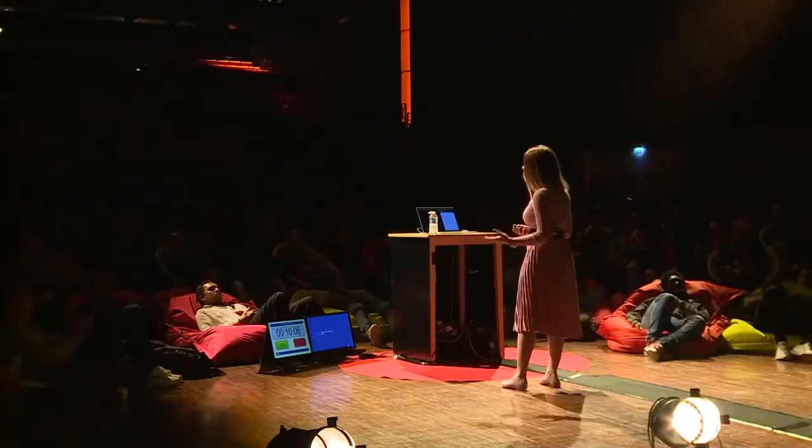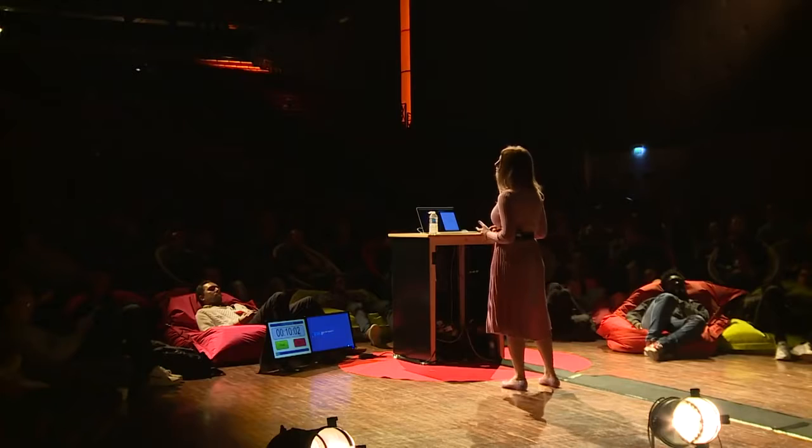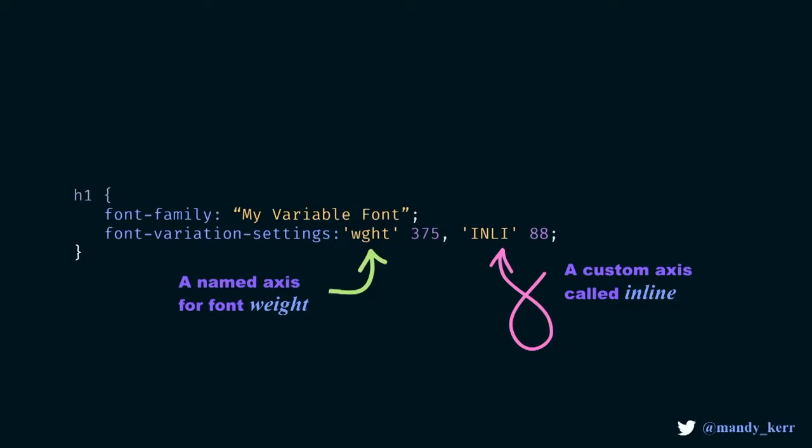Now, this is really awesome for things like font weight. That's a known axis. That's something that we already have a CSS property for. But for anything that's custom, we need to use a new property. And that property is called font-variation-settings. And what this does is it enables us to define as many named and custom axes as we need. So a named axis in a variable font is something like weight, width, slant, and optical sizing. Anything outside of that, that's a custom axis.